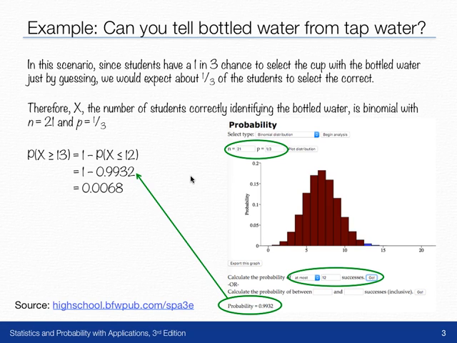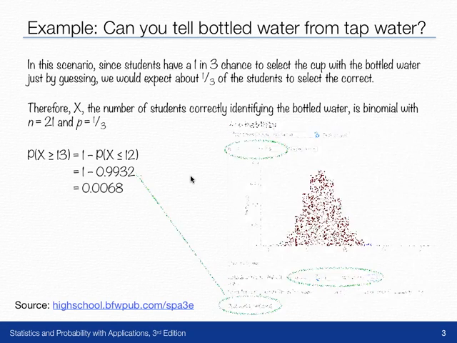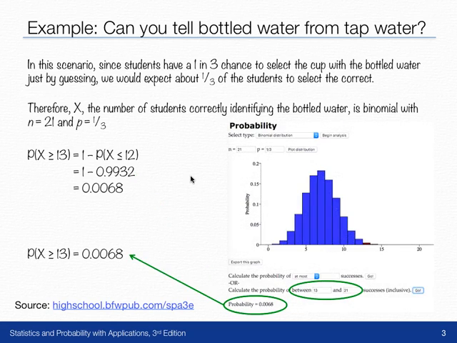0.0068. Not very high. Conversely, you could have just calculated that directly. Now this is not something that most calculators will let you do, but you can do it here in the applet. You can calculate the probability of between 13 and 21 successes. And just like before, when we did the subtraction, it gives us the same number, 0.0068.